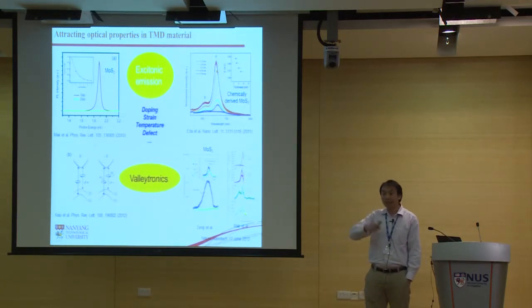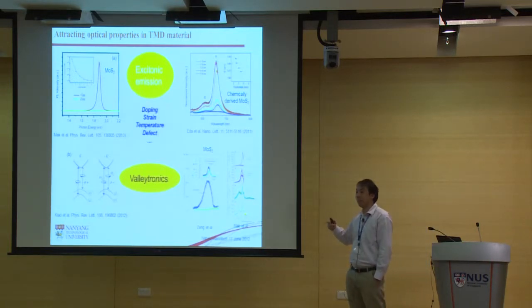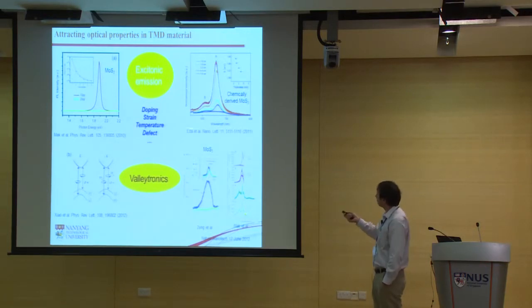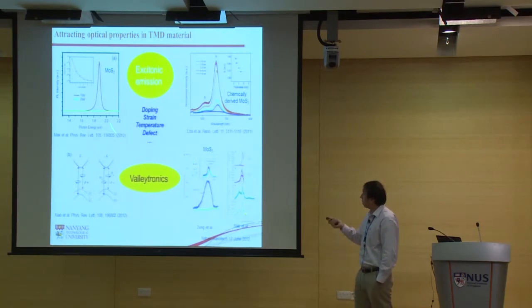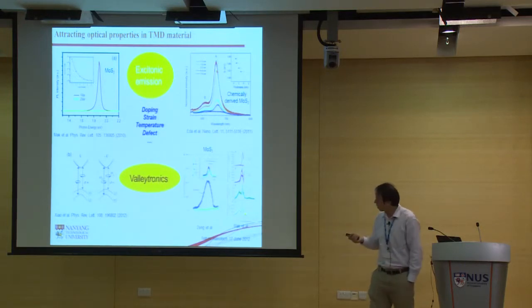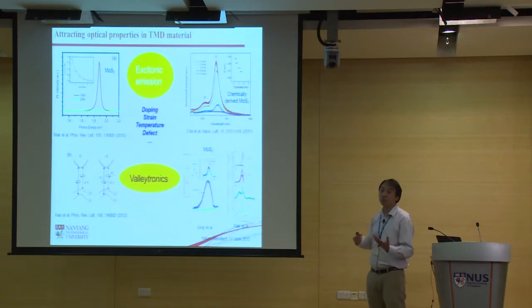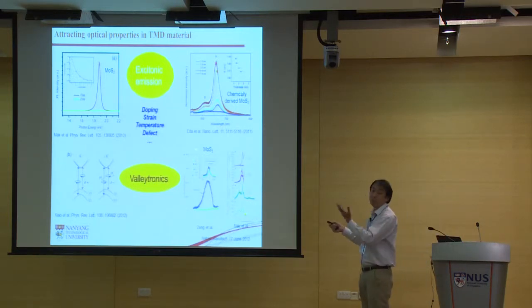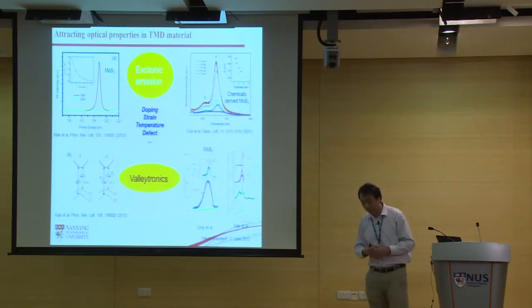And also we know when we think about TMD layers from monolayer to bilayer, we will lose this direct band gap, and we will have this indirect band gap, as you can tell here. And also, naturally, we'll think about if we dope the single layer TMD, or stretch it, change the local temperature, or introduce some defect, and so on, we potentially will change the light emission properties of this single layer TMD.